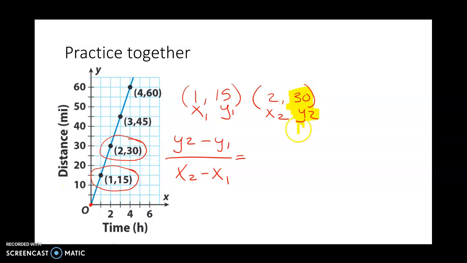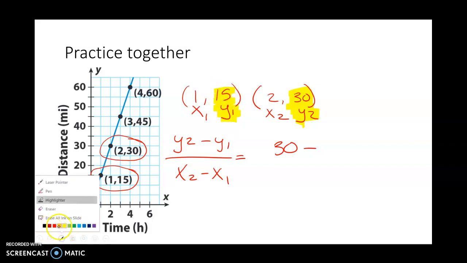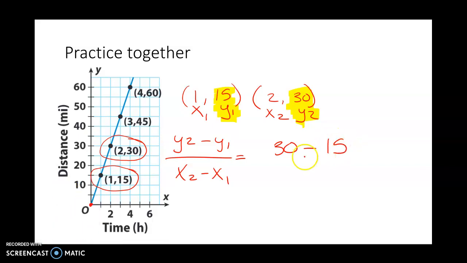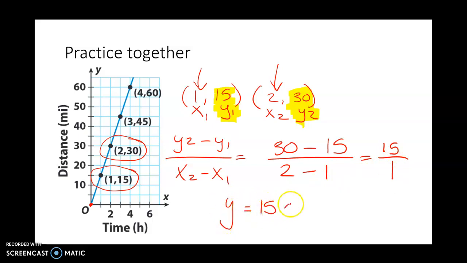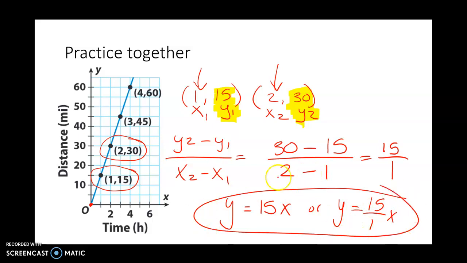Okay, so y2 is what? Here's y2. So we're going to plug that in. So I got 30 minus y1. And y1 is 15. All right, and then we need x2, which is 2, minus x1, which is 1. 30 minus 15 is 15, and 2 minus 1 is 1. So we got 15 over 1, and so it's going to be just 15. So y equals 15x, or y equals 15 over 1x. Either one works. Final answer.